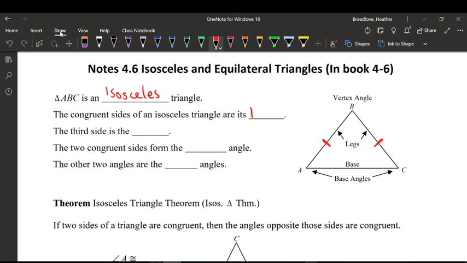With an E. All right, so if this side is the base, and the others are the legs. So the two that are the same are the legs. The third side is the base. The two congruent sides form the vertex angle. So at the top, you're going to have a vertex angle.